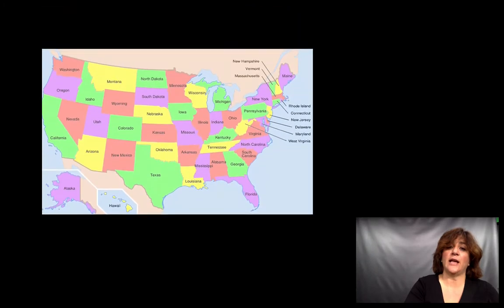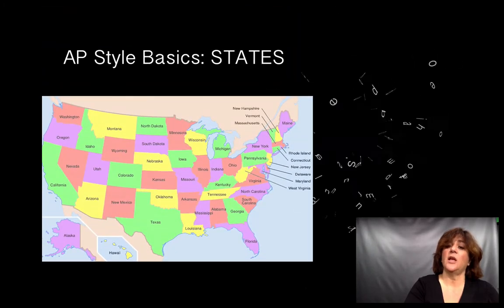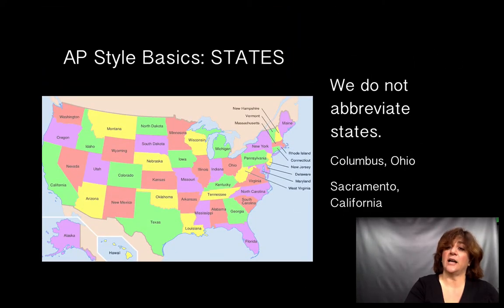Now, how about we look at states? Now, this has actually gotten to be much more simplistic. It used to be there was a whole string of state abbreviations you had to memorize, but what you need to know now is we don't abbreviate any states. So whether it's Columbus, Ohio, which of course Ohio is very short, we've never abbreviated that, or Sacramento, California, you're going to spell out the state in all of the cases, no matter when you're using the state.